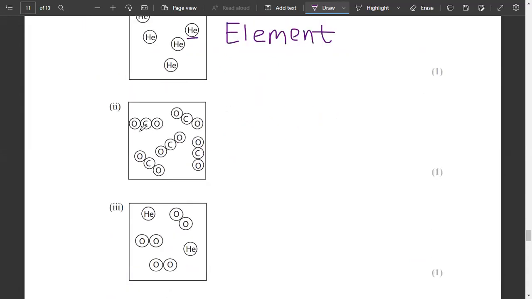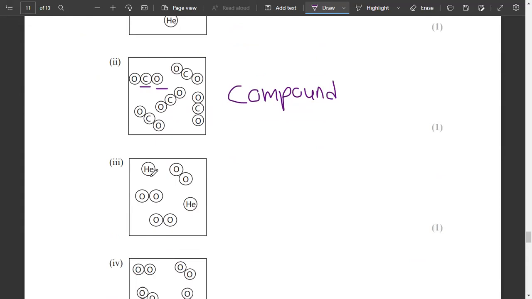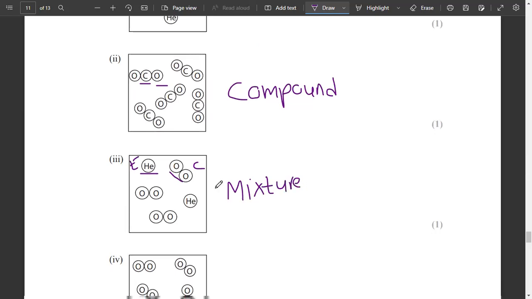Two को देखें, we have two elements combined together. This would be a compound, and this is an example of CO2, carbon dioxide. यहाँ पे क्या है? An element is mixed with a compound. जब element और compound mix हो जाए, हम उसको क्या कह देते हैं? We call it a mixture.